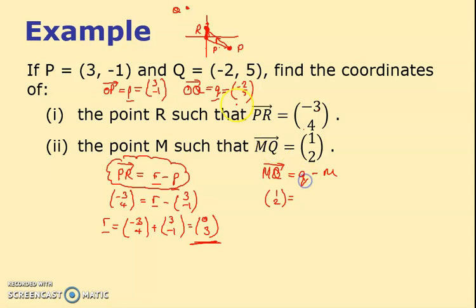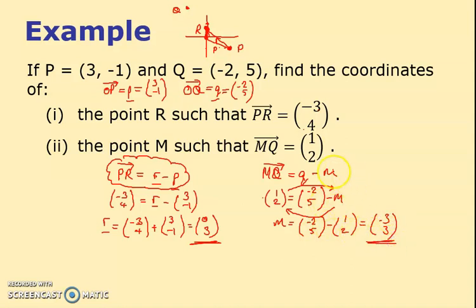Do I know what Q is? Yes, I do. It's minus 2, 5. Minus M. Now I think this time I've got to move the M that way and move that 1, 2 back the other way. M is equal to minus 2, 5. I think that will move over and become a minus, a bit like this moved over and became a plus. So minus the 1, 2. So solving equations, isn't it? Minus 2 minus 1 is minus 3. 5 minus 2 is 3.